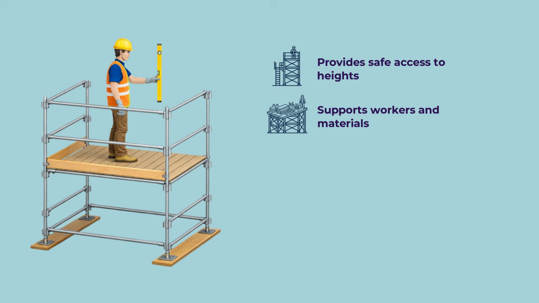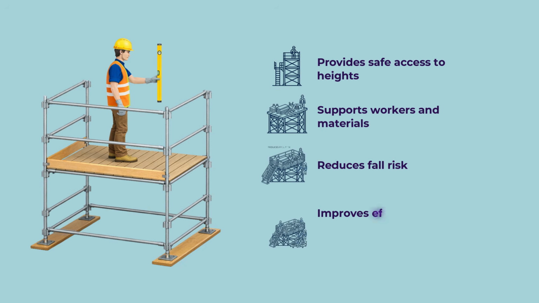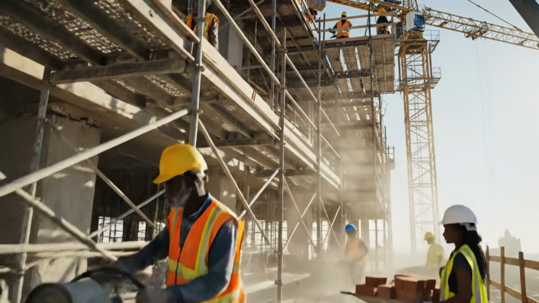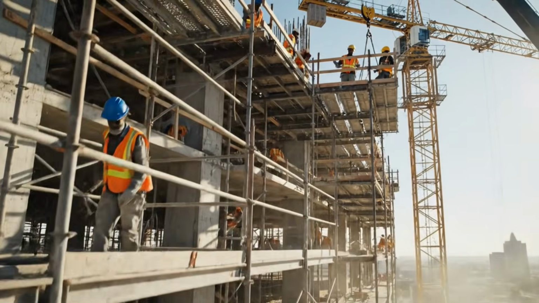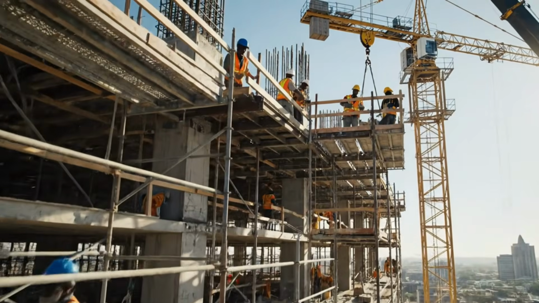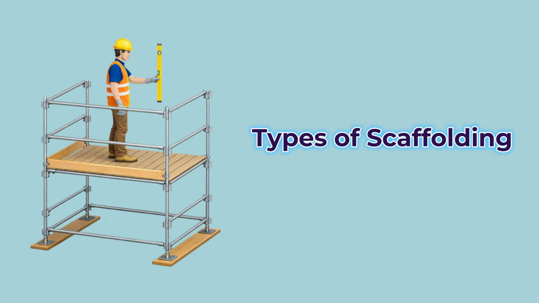Scaffolding plays a crucial role in construction safety, as it provides safe access to heights, supports workers and materials, reduces the risk of falls, and improves efficiency and productivity. When properly installed, scaffolding significantly reduces accidents on site. Now let's look at the main types of scaffolding used in construction.